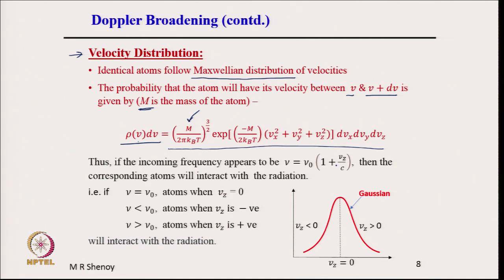So, we would see that the distribution will be like this. It is a Gaussian distribution. You can see that it is around Vz equal to 0; similarly, it will be around Vy equal to 0 and Vx equal to 0. This is the distribution. What is shown is the number of atoms.